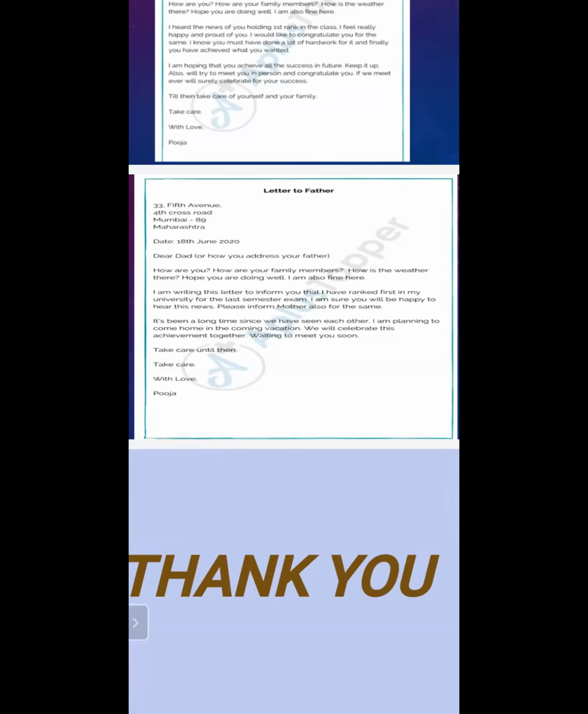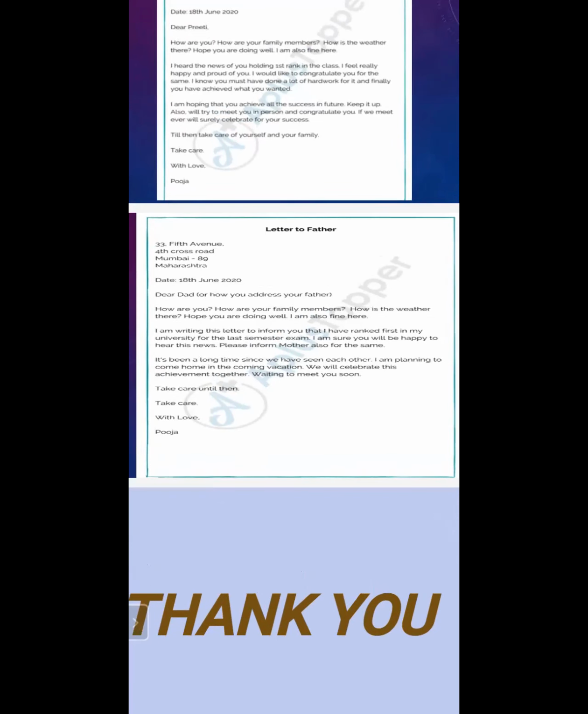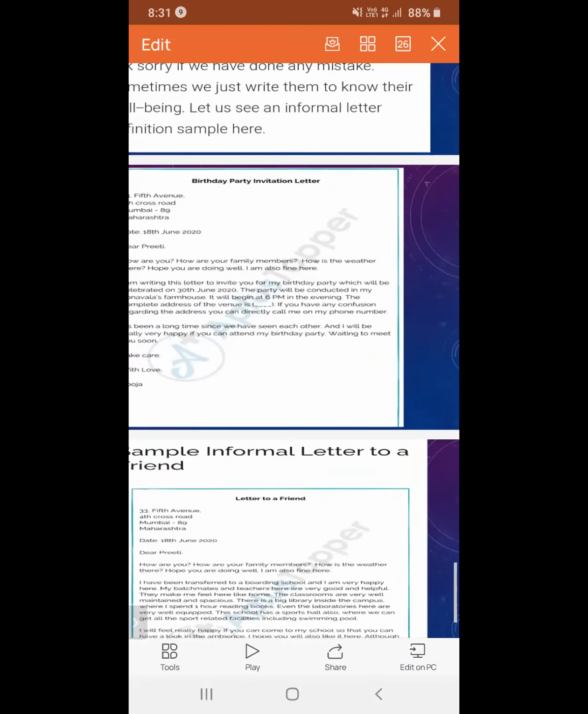Okay. So these four are the formats of the informal letter. An informal letter is not an official letter. The letter is written to relatives, friends, parents, uncle, aunt. So here we have seen the formal letter and informal letter. I'll revise the format again. Both types come in the exam. It is your choice whether you write the formal letter or informal letter.